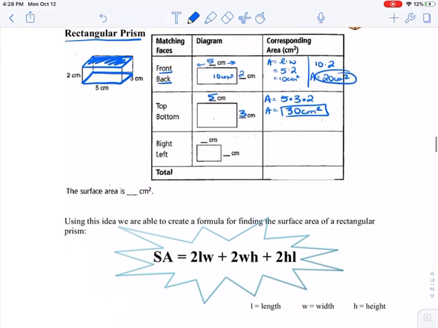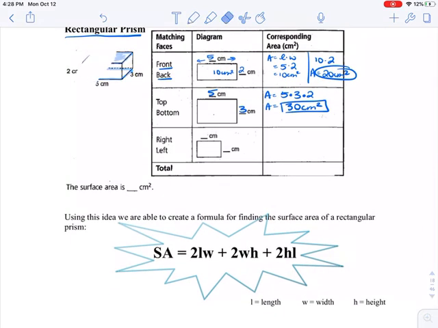Okay. Now the right and the left, so these areas here, they're the same again. And so their measurements are going to be 2 by 3. So area is equal to 2 times 3, and then we have two sides, so we multiply it by 2. So 2 times 3 is 6, times 2 is 12 centimeters squared.